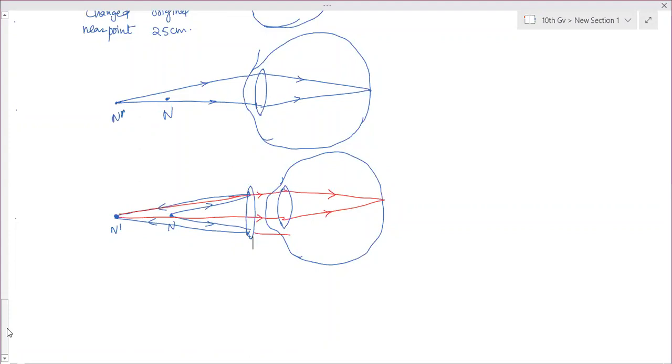Convex lens is used in the lower portion. If this is a part of the lens, in the lower portion, this much part, the convex lens is present to correct the hypermetropia, and the remaining portion, the full portion, is made up of concave lens, which is used to see far point distant objects.